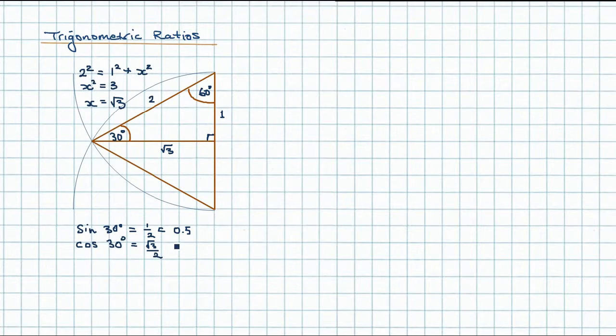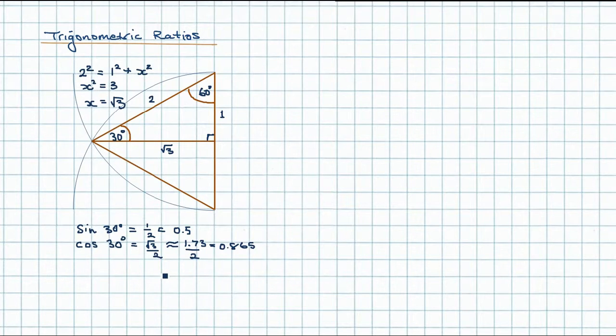And if you want to change it to a decimal, that's approximately equal to, well, 1.73 is a good approximation of root 3, divided by 2, which equals roughly 0.865. But if we want to keep it in exact form with no estimation at all, then we stick to root 3 over 2.